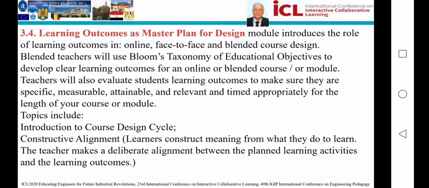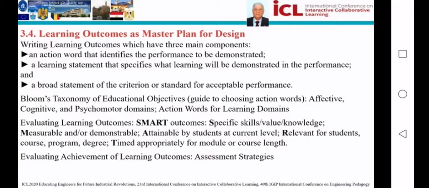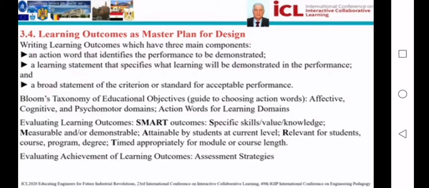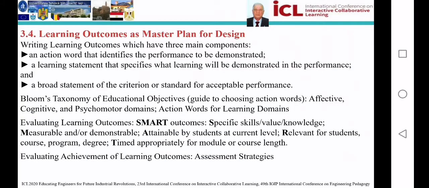For learning outcomes, we considered a role of Bloom's taxonomy of educational objectives to develop clear learning outcomes for an online or blended course. Evaluating learning outcomes include SMART outcomes: specific skills, measurable, attainable by students, relevant for students, timed appropriately for module or course length.